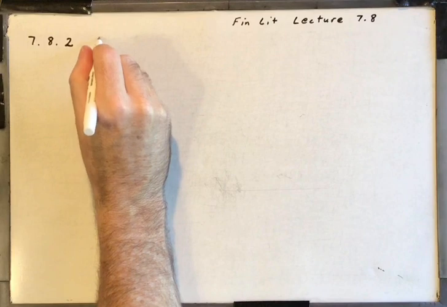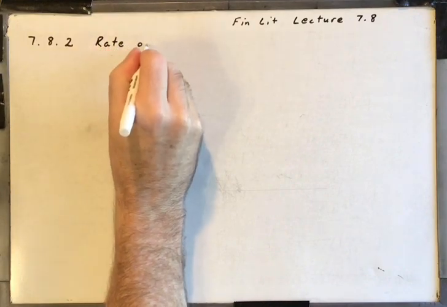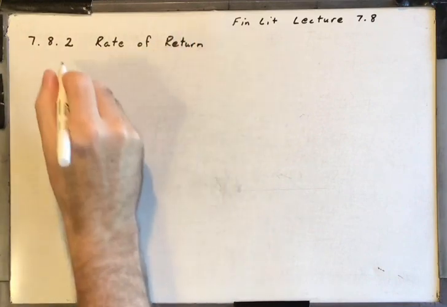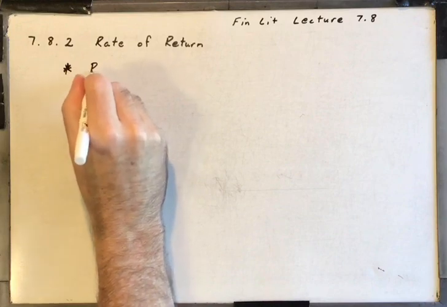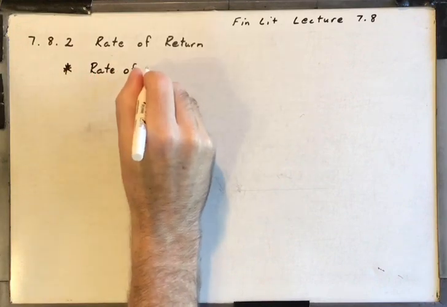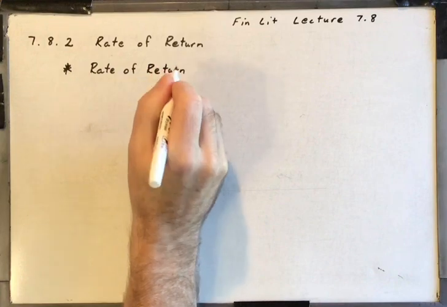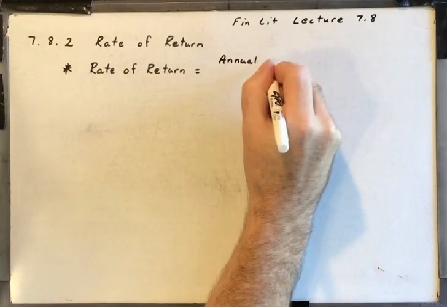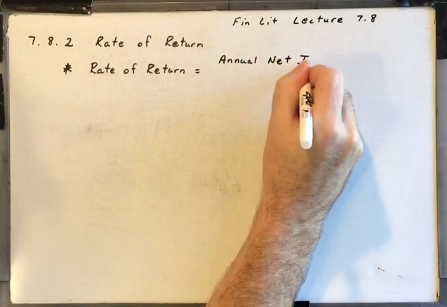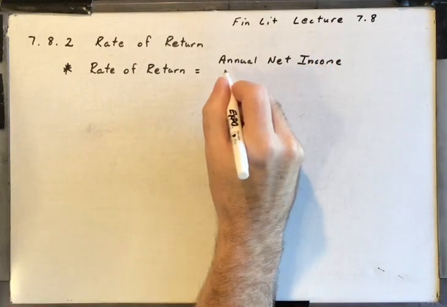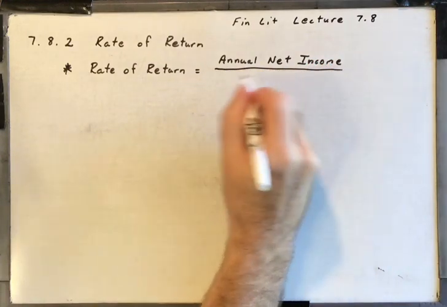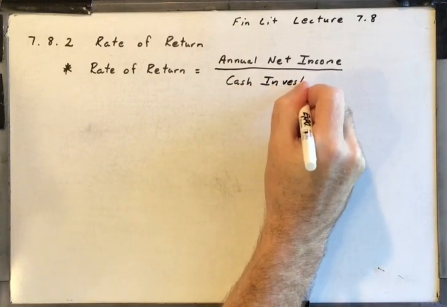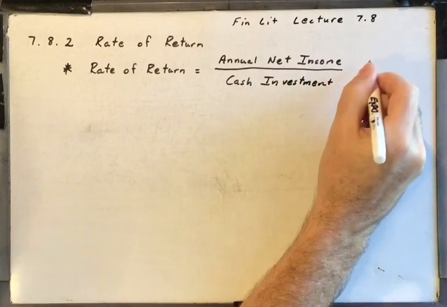All right, that is rate of return. And we do have a formula here. So rate of return is equal to the annual net income divided by the cash investment. So this is something you'll just have to memorize. Times 100.